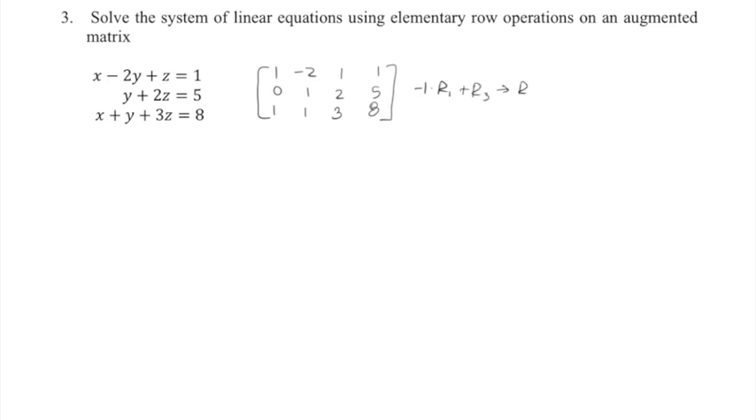We're going to make a new row 3. So that makes 1 times negative 1 is negative 1 plus 1 is 0. Negative 2 times negative 1 is 2. 2 plus 1 is 3. 1 times negative 1 is negative 1 plus 3 is 2. And 1 times negative 1 is negative 1 plus 8 is 7.